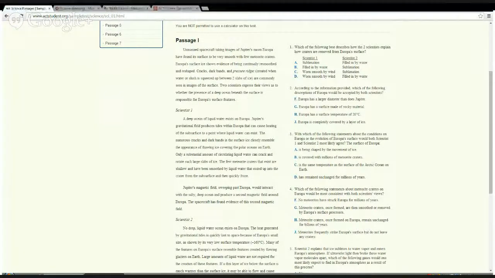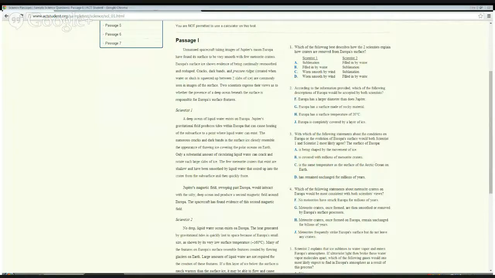So the first question asks us, which of the following best describes how the two scientists explain how craters are removed from Europa's surface? Right off the bat, it's asking us a question about the two scientists. So this is one you would want to wait until you read both scientists and their views. So we want to know which one of the following best describes, what does scientist 1 think and what does scientist 2 think? Which one of these things here explains how craters are removed?